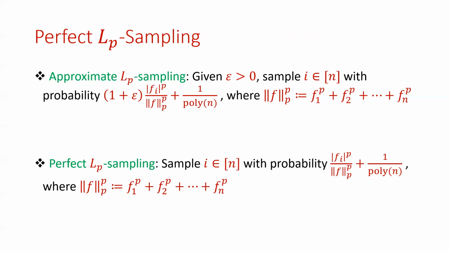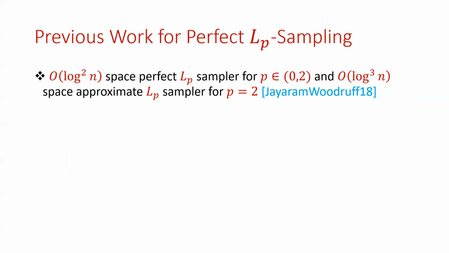In particular, we call it a perfect sampler if the algorithm outputs a coordinate i with probability proportional to the pth power of f_i, but there is no 1 plus epsilon multiplicative error, and there's only an additive error of 1 over poly n. And Jayaram and Woodruff surprisingly showed that the dependency of 1 over epsilon in the previous results was not needed because there exists a perfect sampler for p between 0 and 2 using just space log squared n.